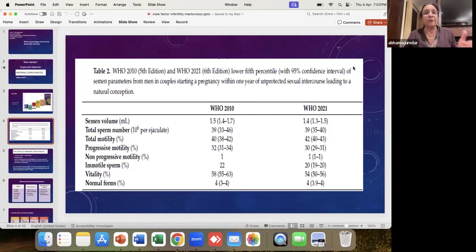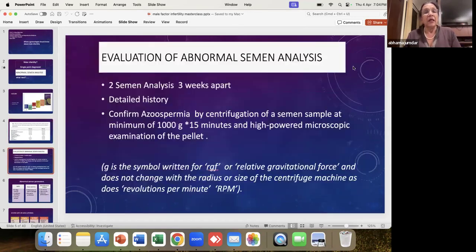This is the 5th centile of a population where, in 1 year, the lowest sperm count which has led to a pregnancy in unprotected sexual intercourse was seen. So all you need to know is what is a normal sperm count. And if it is away from this, whether it is semen volume, total number of sperms or sperm concentration, motility, progressive motility is the most important part in motility. Normal forms, this is another very important part. So it is motility, count, and normal forms.